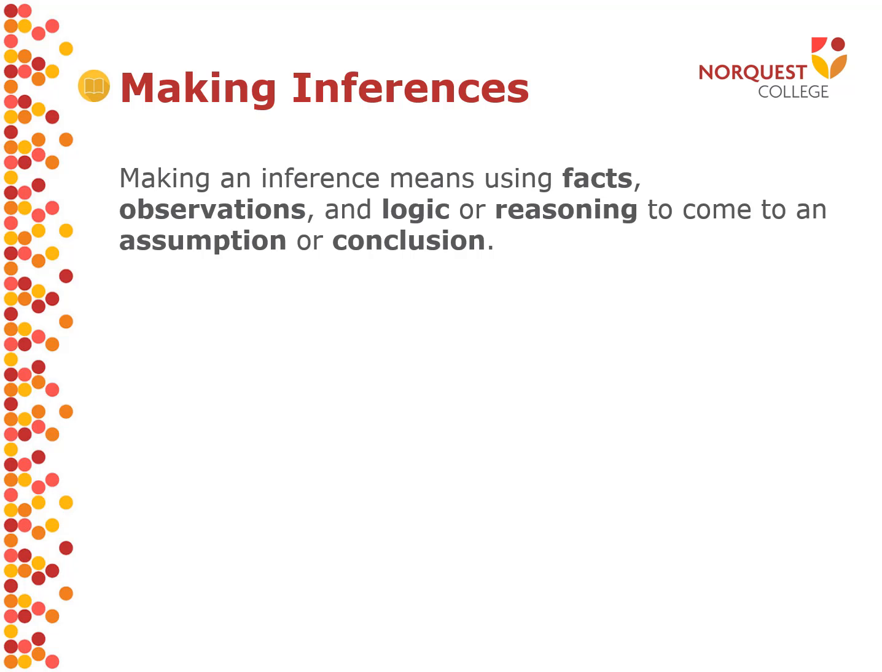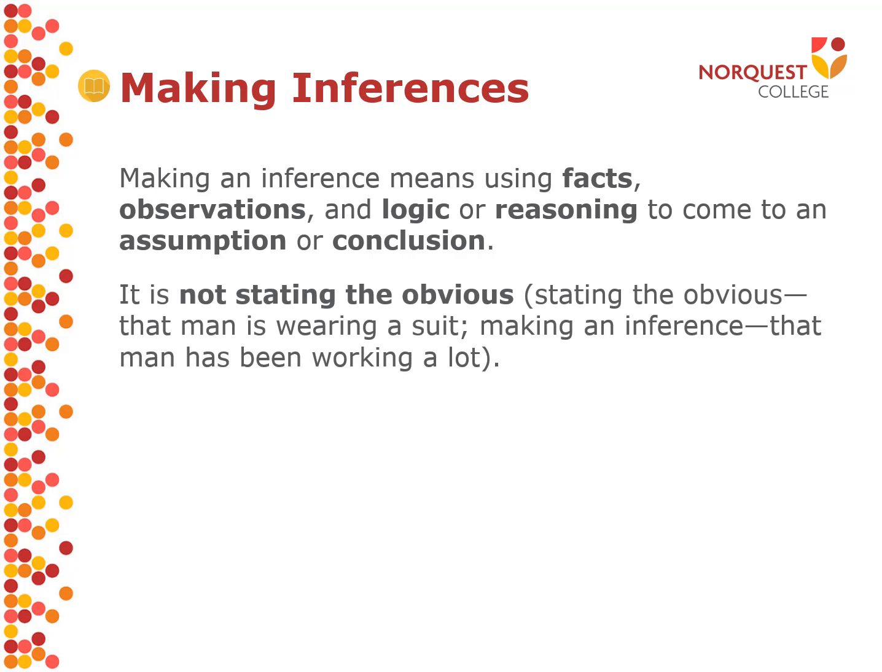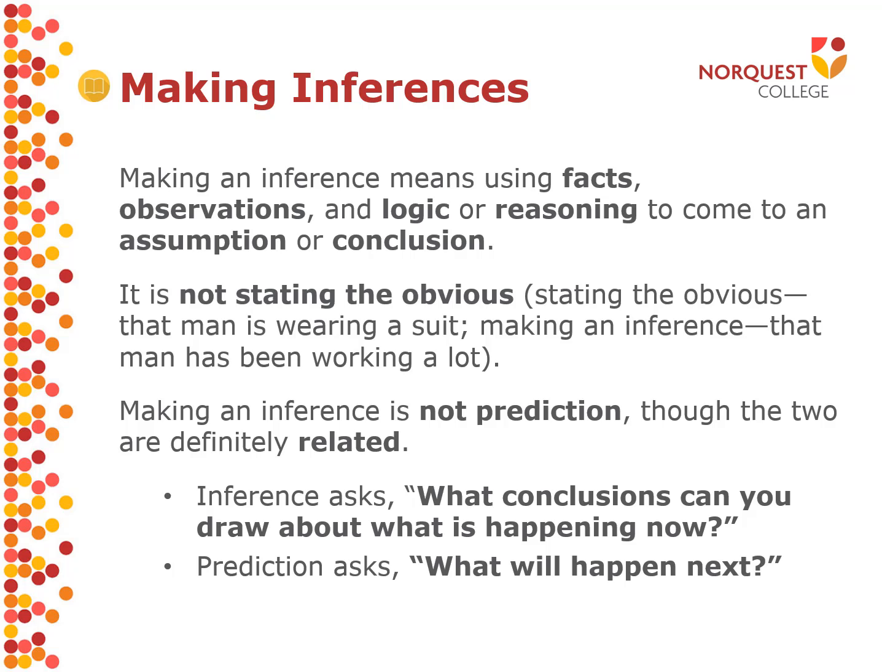Making an inference means using facts, observations, and logic or reasoning to come to an assumption or conclusion. It's not stating the obvious. Stating the obvious would be that the man's wearing a suit. Making an inference would be that the man has been working a lot. That's something that's not stated. Making an inference is not a prediction, though the two are definitely related. Inference asks, what conclusions can you draw from what is happening? A prediction would ask, what will happen next?